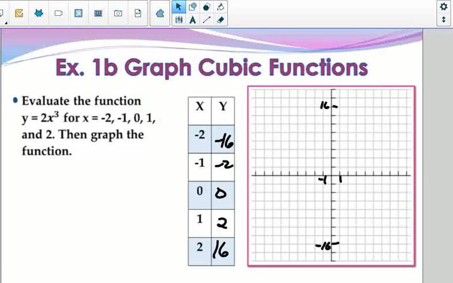Okay, so now let's plot our points down. We have negative 2 and negative 16, so negative 2, up to negative 6, down to negative 16. So that would be right here. Then we have negative 1 and negative 2, so negative 1, negative 2 would be here.